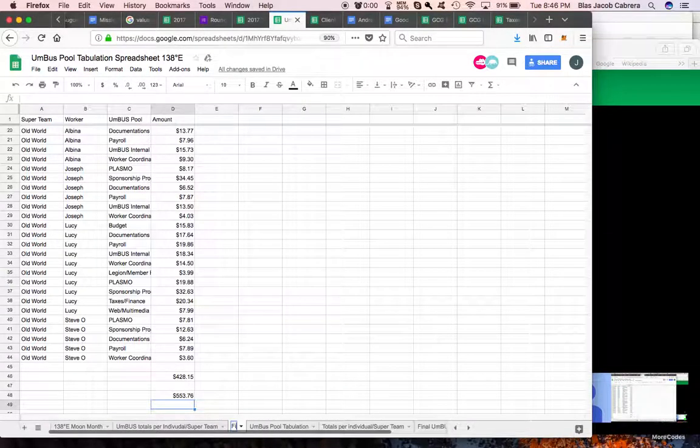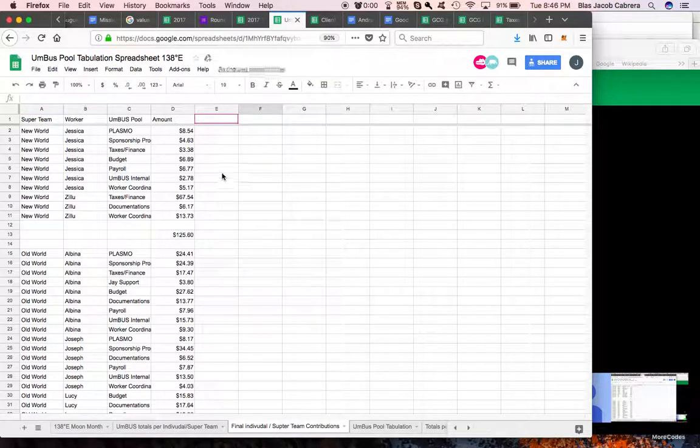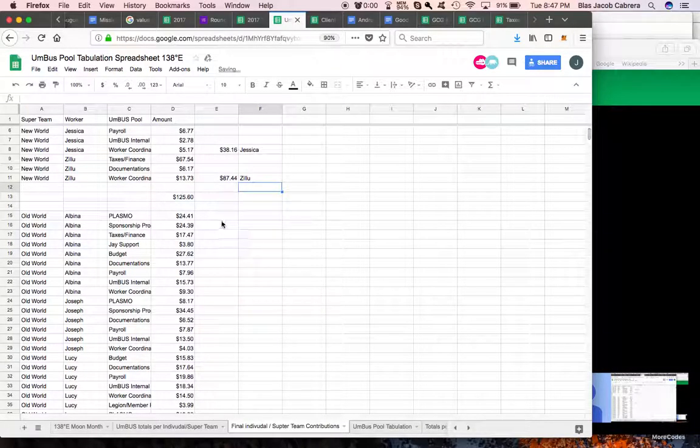So this is going to be the final individual and super team contributions. All right. Then you can also break it down by individual. So you can see here Jessica is 38. Zilu is 87. Albina is 144.